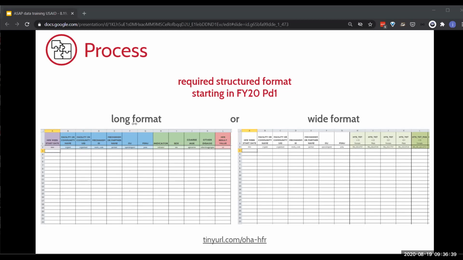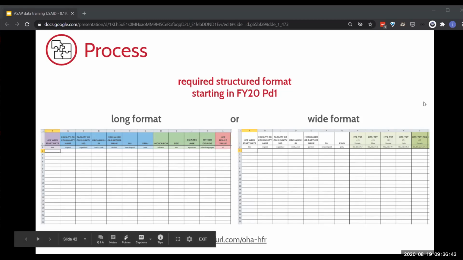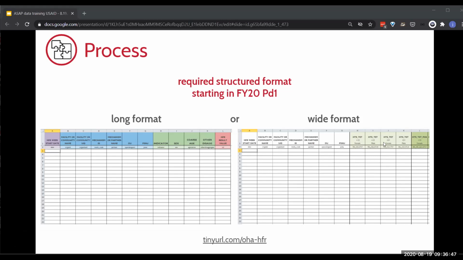The other one is you've got your indicators going across the top. So you've got HTS-TST under 15 female, HTS-TST under 15 male, etc., going across the top. So whichever of these 2 formats is more convenient for you, given your systems, is the one you should choose to use. Just a quick note about the process.